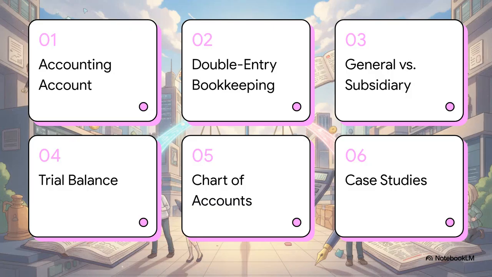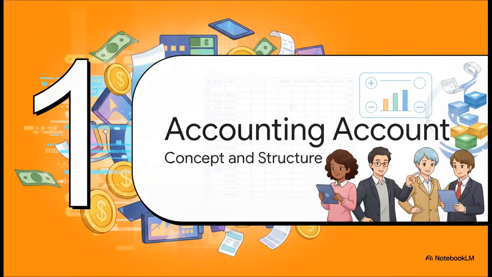Here is our roadmap for today. We're going to start by defining the accounting account. Then we'll move into double entry bookkeeping, explore general versus subsidiary ledgers, check our work with a trial balance, navigate the chart of accounts for closing, and finish up with some case studies. Let's start with our very first topic, the accounting account. We'll look at the concept, the structure, and the recording methods.